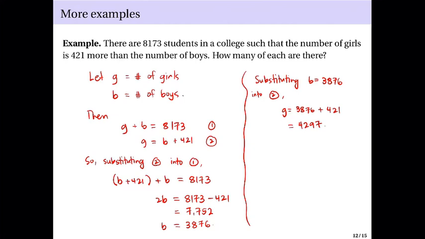Therefore, we now have the values. Assuming the arithmetic calculations here are correct, we can now write the conclusion. So therefore, there are 4,297 girls and 3,876 boys in the college. And that completes the solution for this problem.